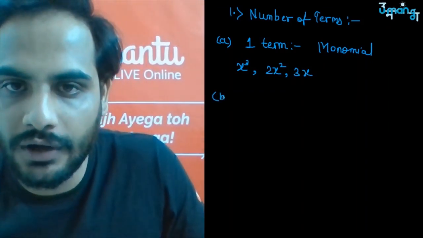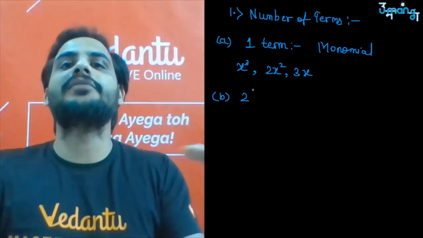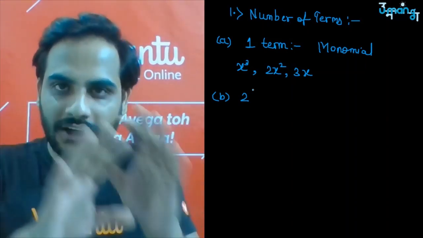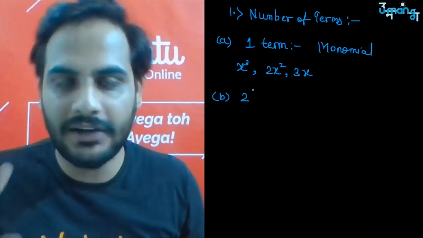Second, if there are two unlike terms. Two unlike terms means those two terms cannot be added or subtracted. You cannot add or subtract them. So both terms should have different powers of the variables. The variable part should be different over there.